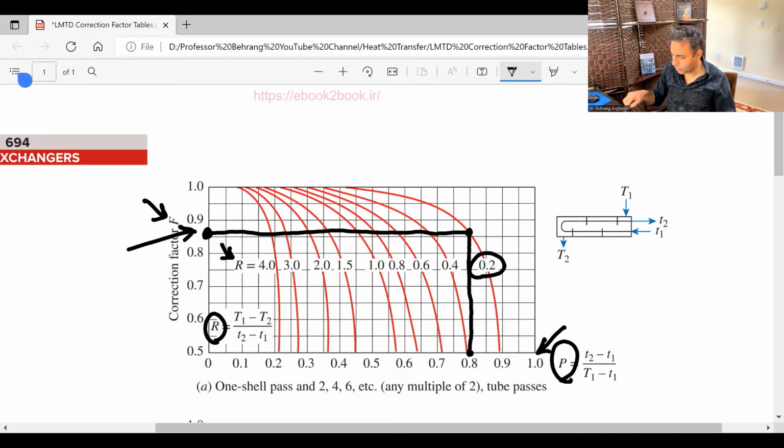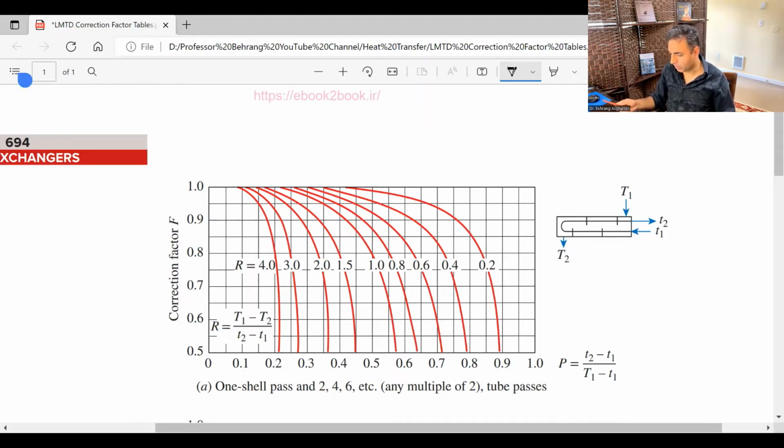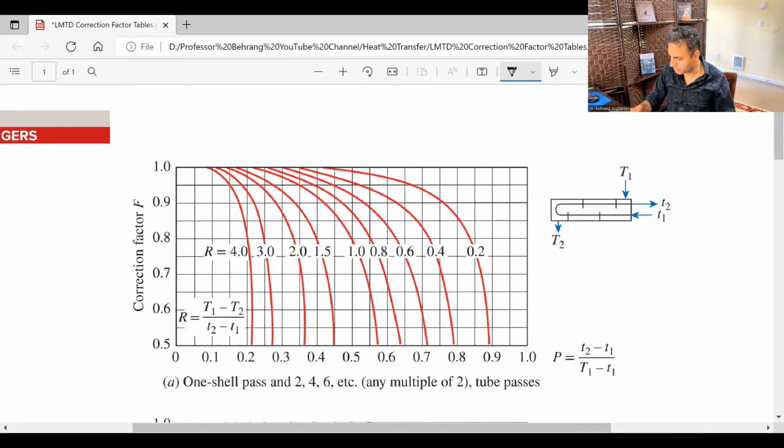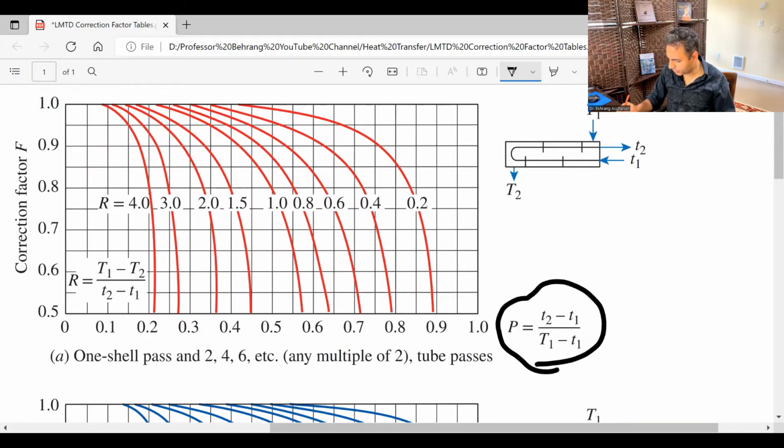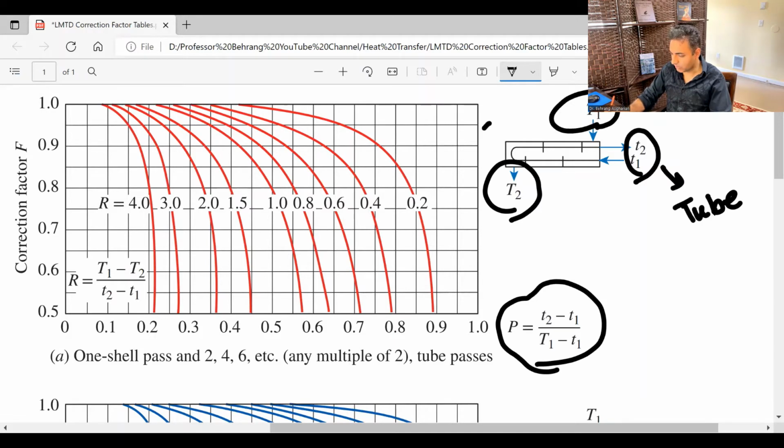So what is P? What is R? How do we calculate that? Let me clean this up so I can go over how to calculate P and R. P and R are defined using these temperatures, T2, T1, t1. What are these? You see capital T and you see lowercase t. That's why I told you at the beginning of this video that the problem needs to tell us which side is the tube side and which side is the shell side. Because according to this table, the lowercase t's are the tube side, and the capital T's are the shell side. And that's the same case with all of these graphs.